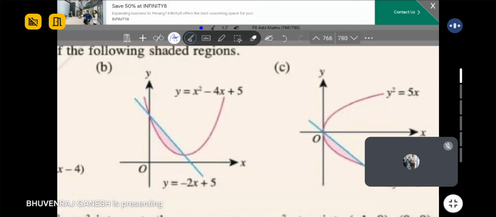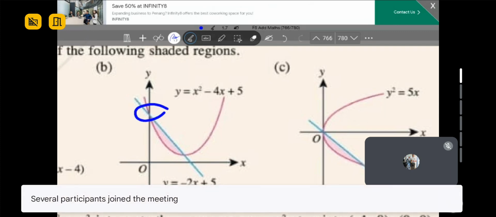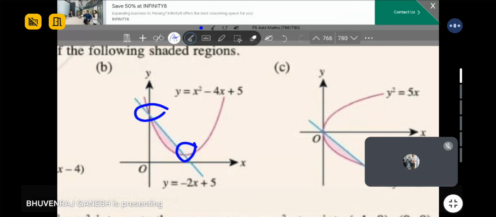Macam mana saya nak cari kawasan berlorek? So do simultaneous equation, so find the coordinate. Yes, correct. Kita kena cari titik persilangan dulu. Make sure guys, you must find out these 2 points first. So you must solve the equation.